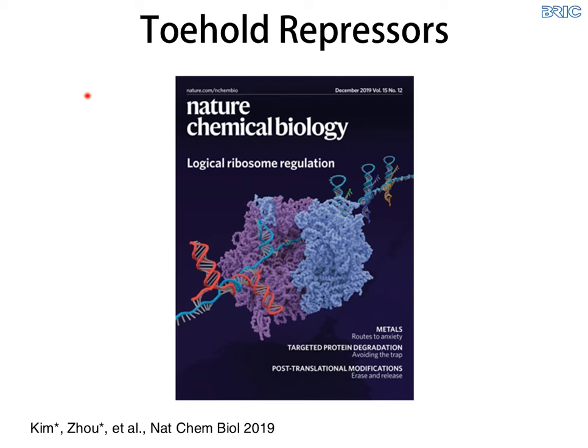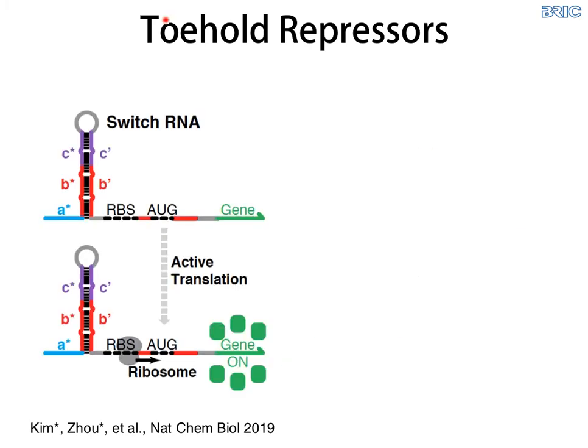So this is about using the same idea, controlling the accessibility of the ribosome to the RNA, and then you can actually implement complex logic in E. coli. So this is one of the designed Toehold repressors. This looks somewhat different.